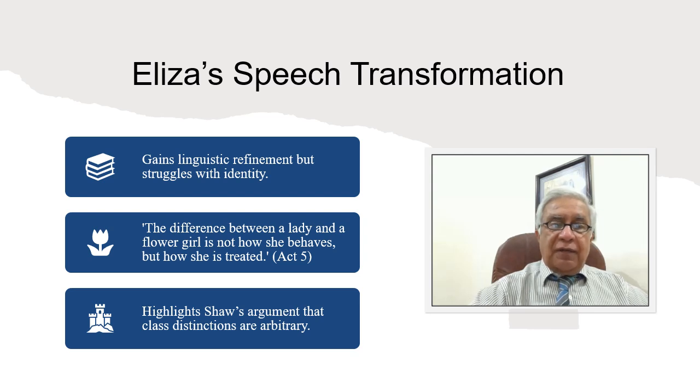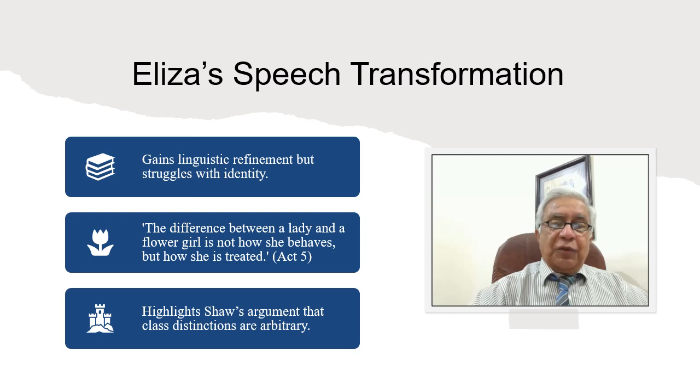For example, when she receives lessons from Professor Higgins, she changes, becomes refined, linguistically refined, but then she has to make a lot of struggle in order to see what her identity has become. Because the difference between a lady and a flower girl is not how she behaves, but how she is treated. Now, when she was a flower girl, people took her in a different way. When she has become a lady, people take her still in a different way.